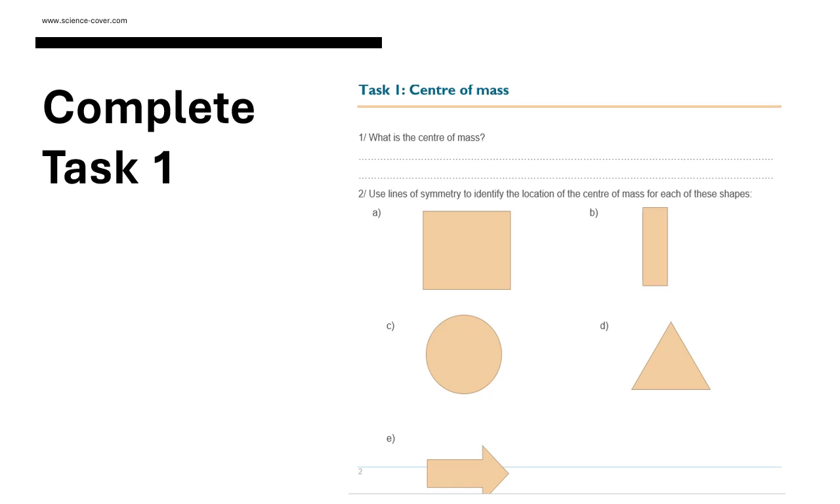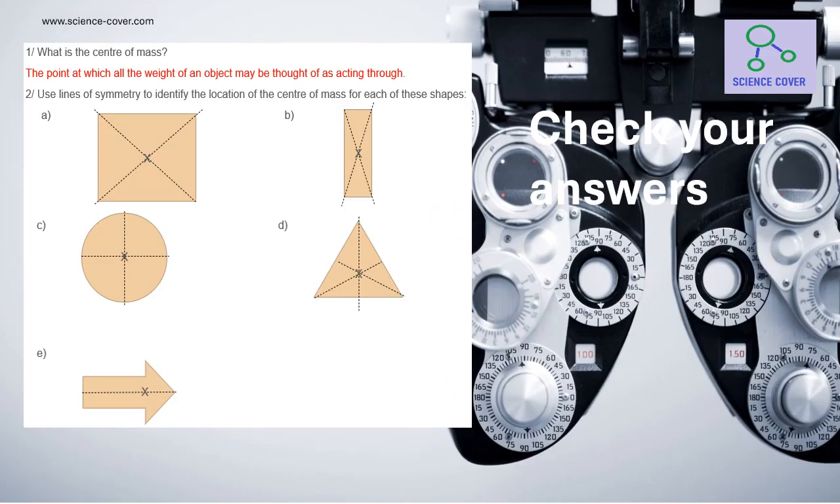Pause the video now and complete task 1. Let's check our answers. Number 1. What is the centre of mass? This is the point at which all the weight of the object may be thought as acting through. Use lines of symmetry to identify the location of the centre of mass for each of these shapes.